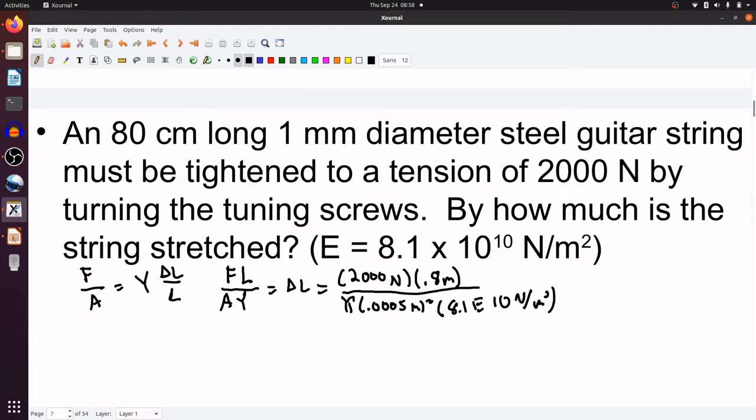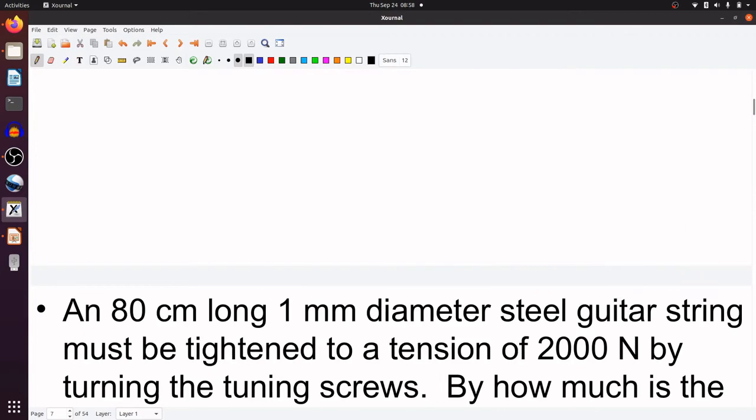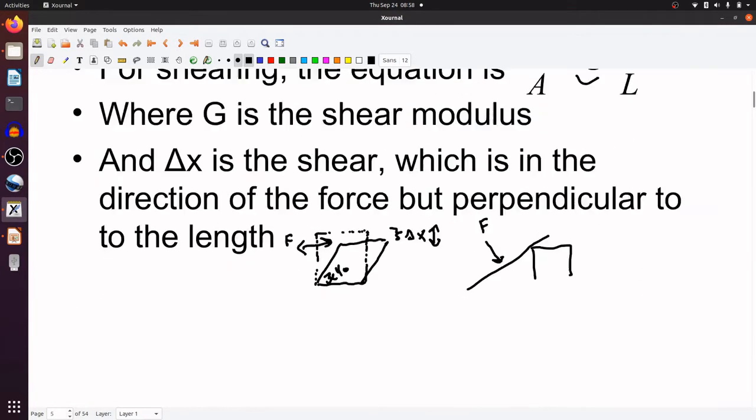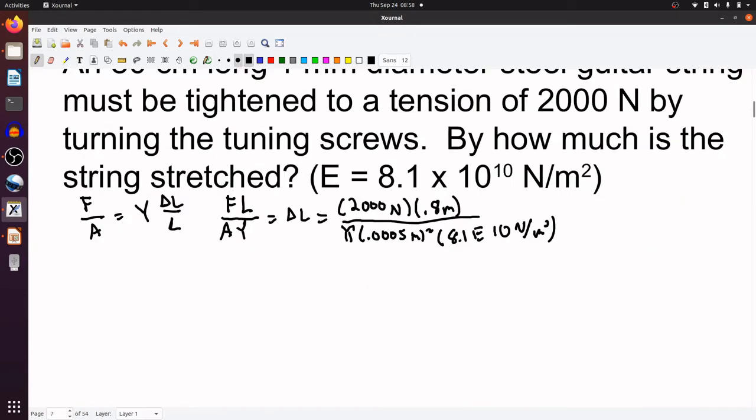All right, calculating time. Did I say y or e? E. Sorry. I said y for the modulus, but that was supposed to be an e. Your book uses e. Sorry. It's the same thing, but some books use different letters, and I get confused sometimes.